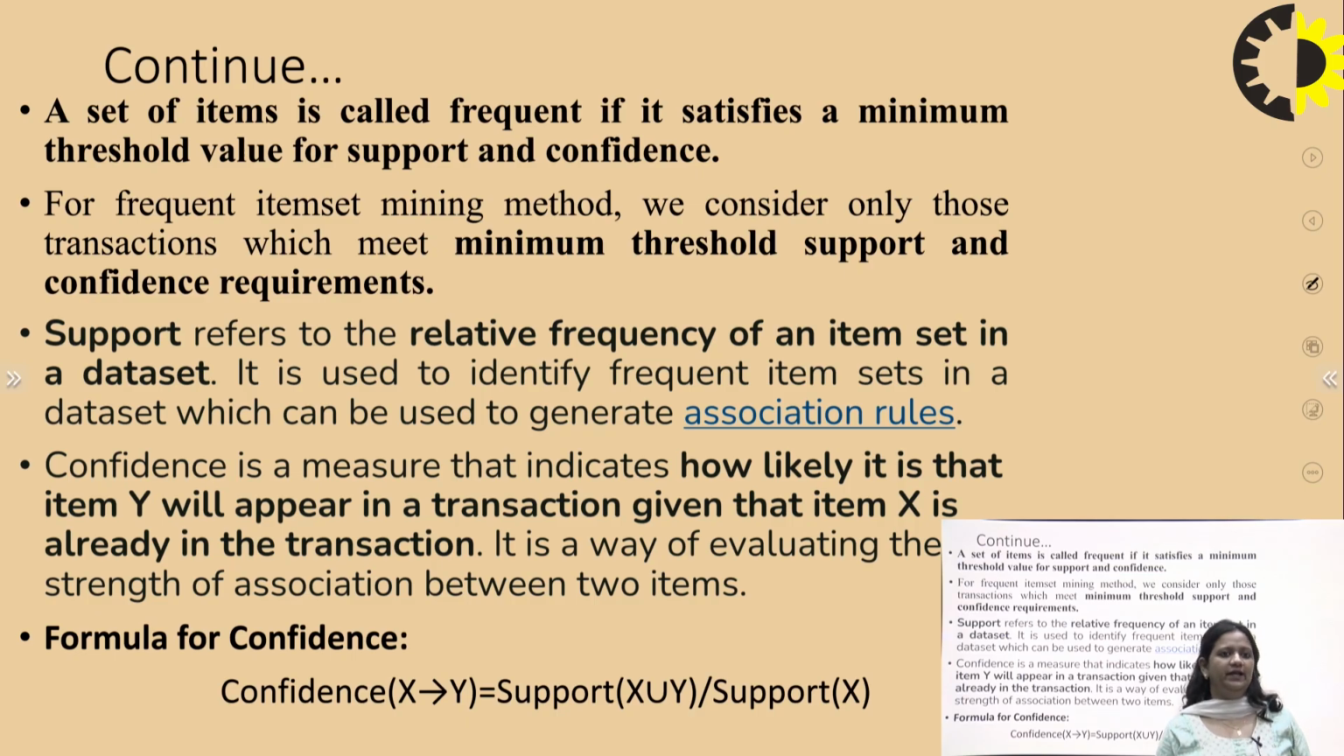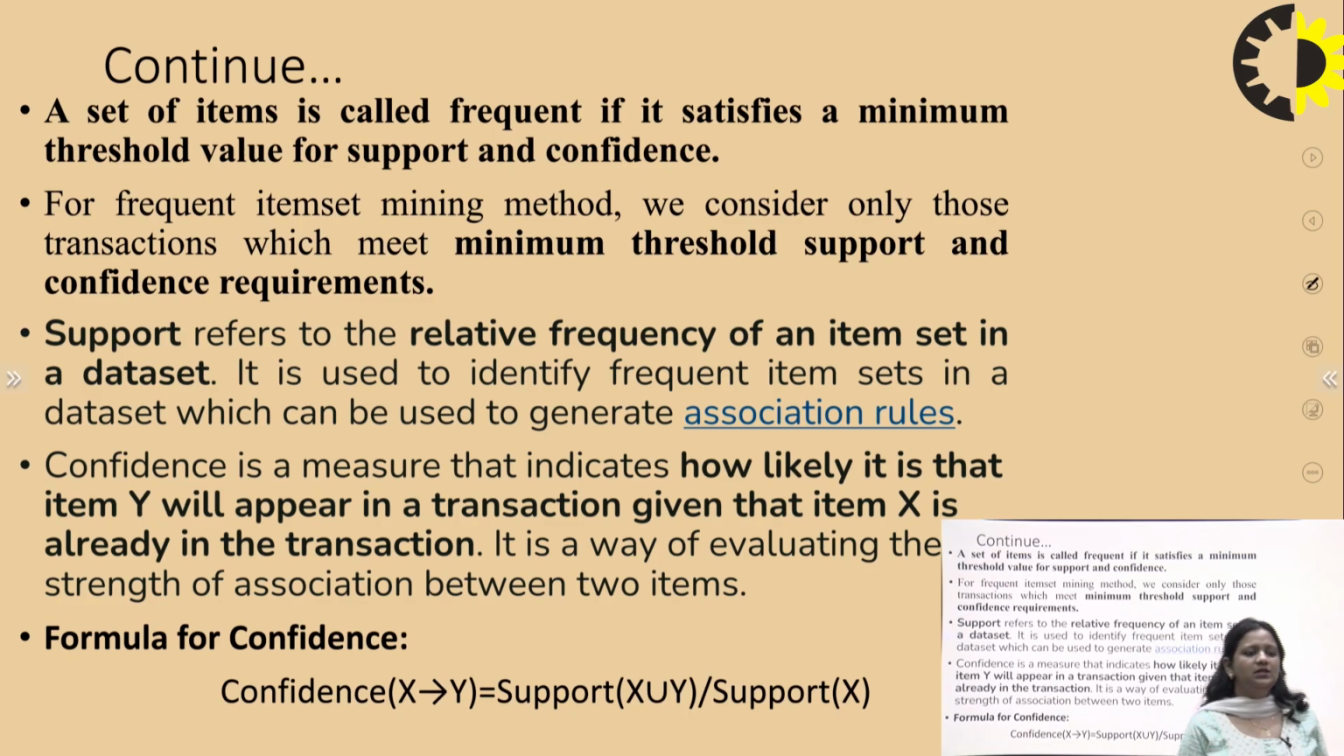Support refers to a relative frequency, meaning the support count, or frequency, the number of times an item, or an individual product, appears in the data set. So support refers to the relative frequency, the number of times an individual item appears in the database. That is the value of support, or support count. It is used to identify the frequent item sets in a database, which can be used to generate the association rules.